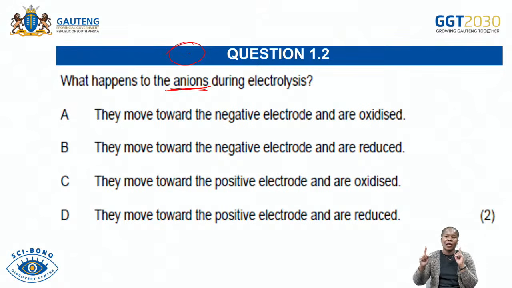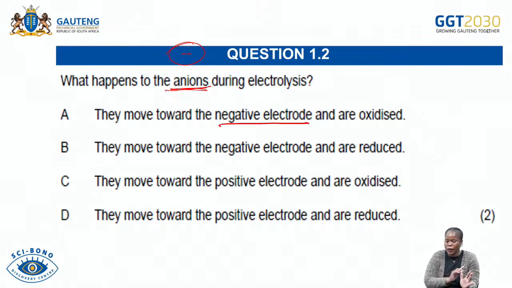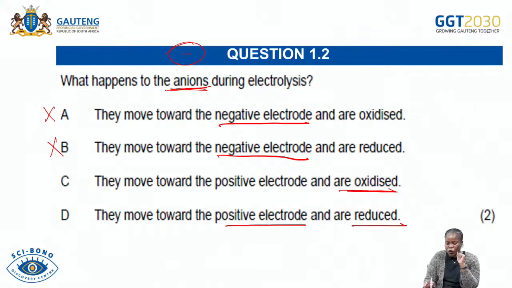To the positive electrode. So will they move towards the negative electrode and be oxidized? They can't, because that would be negative to negative. So A and B are definitely wrong. It can never be that. All right. And then they move towards the positive electrode and are oxidized. Or they move towards the positive electrode and are reduced.